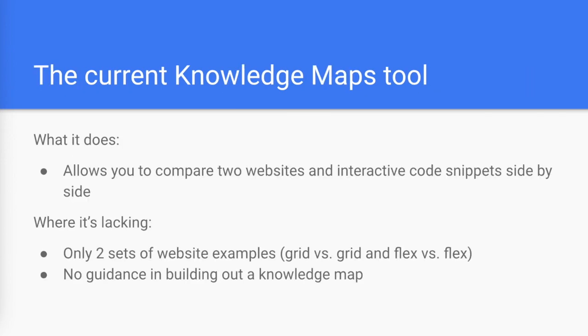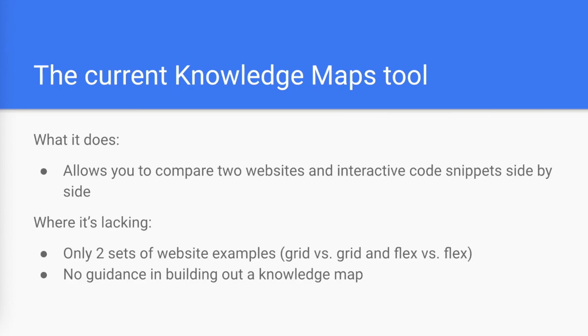The Knowledge Maps tool as of the end of winter quarter attempts to address this gap in conceptual knowledge of professional CSS techniques by allowing you to compare two professional websites and the relevant interactive code snippets side by side. By being able to resize the windows of the two websites side by side and by highlighting code similarities and differences, users can identify visual and code differences.